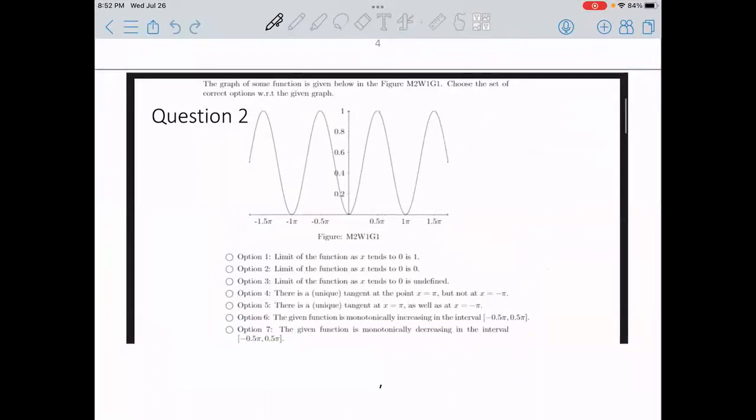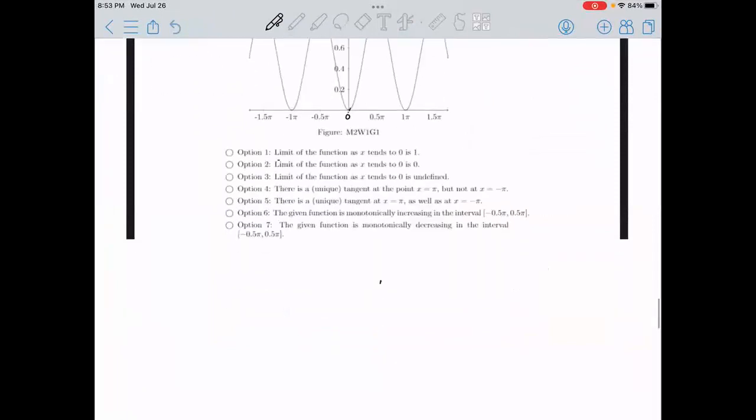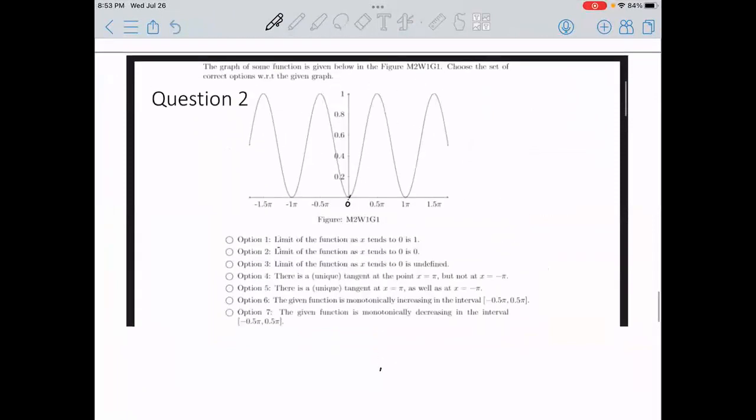So first, check the first option. Limit of the function as x tends to 0 is 1. Look, x tends to 0 means at this point. So what is the x tending to at this point? 0. So this is wrong, and option B is correct. And then coming to option 3. Limit of the function as x tends to 0 is undefined. No, it is wrong, because you can clearly see from the graph, it is defined.